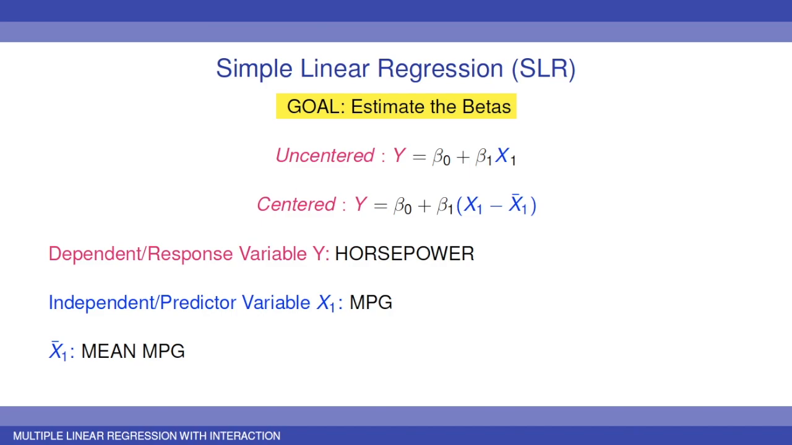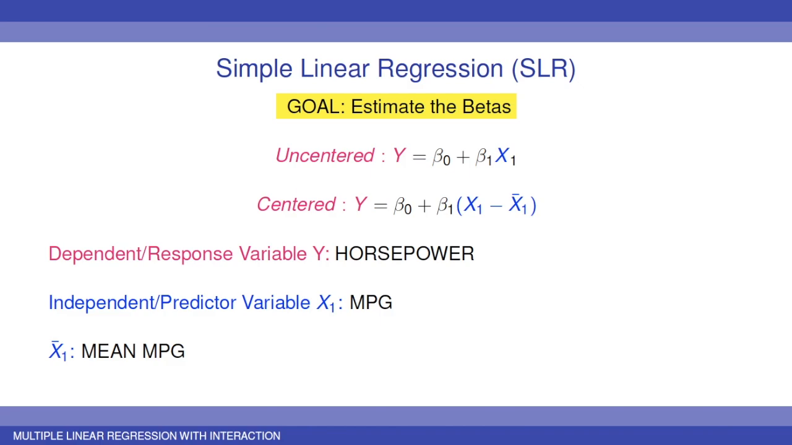Now that we got that out of the way, I can finally warn you that you can only center continuous variables. It does not make sense to center categorical or qualitative variables. It doesn't make sense to subtract mean female from female. What is even the meaning of mean female? It just doesn't make sense.